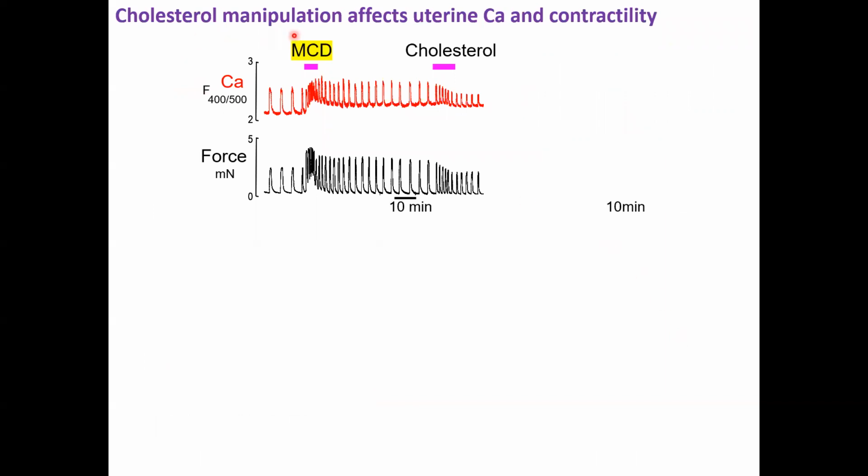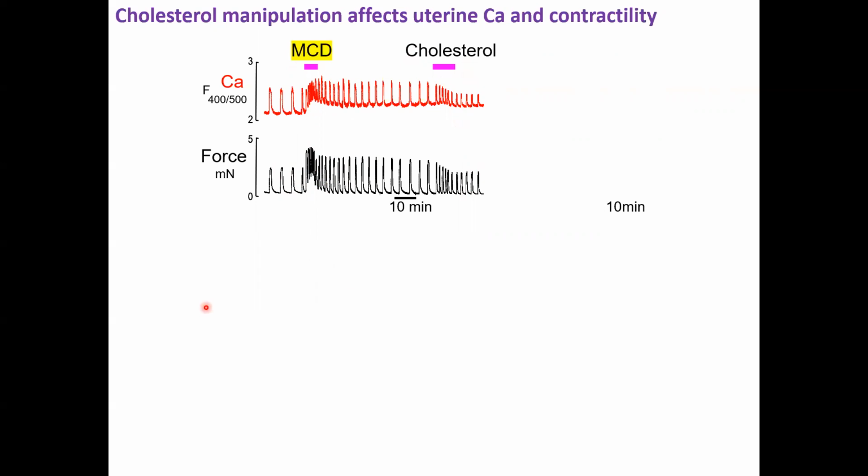This manipulation of cholesterol has profound effects on calcium signaling and force within the myometrium. Under control conditions, we start to deplete cholesterol, and perhaps surprisingly, you can see this increase in calcium signaling and force. And if we increase cholesterol, it will decrease calcium and force. So cholesterol decreases force. So what's happening here?